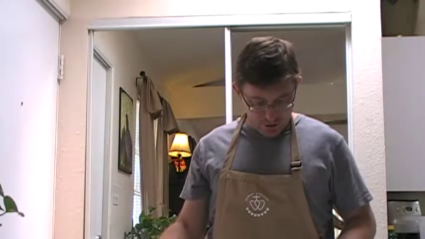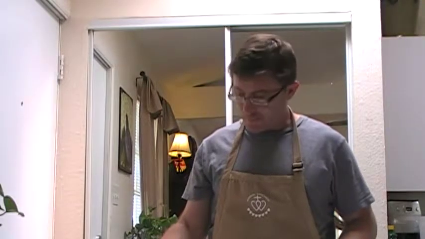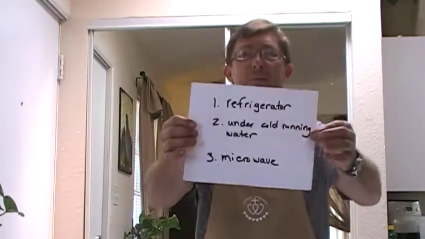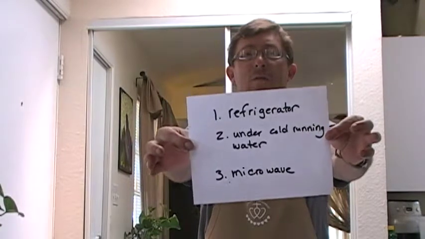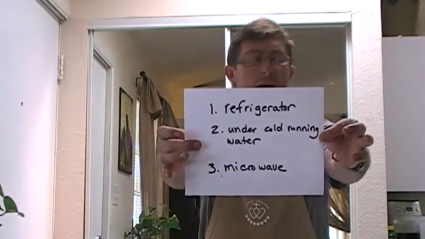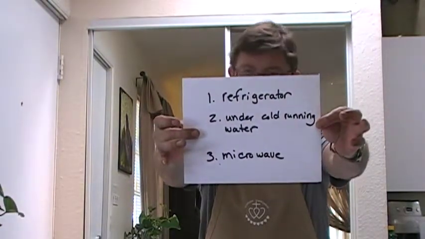Dry storage, freezer storage, thawing out your meat. This is another thing I want to talk to you about. There are 3 ways to thaw meat. You can do it in a refrigerator, under water, and in a microwave.